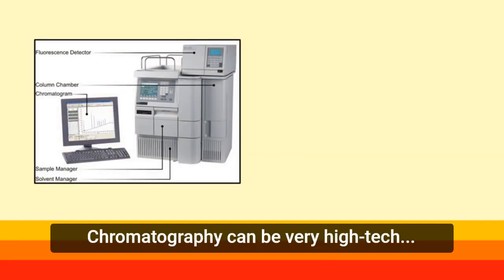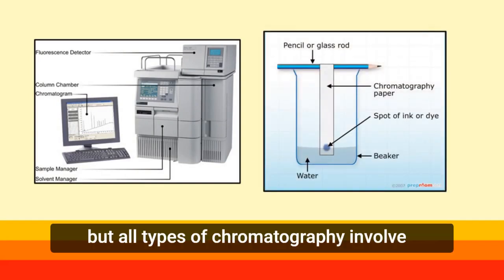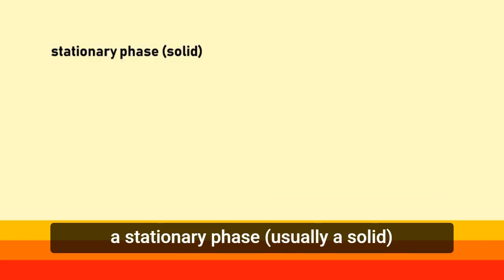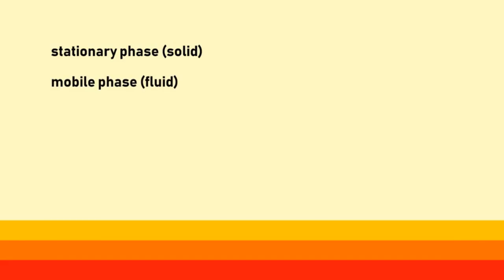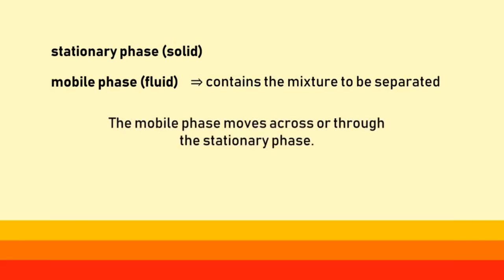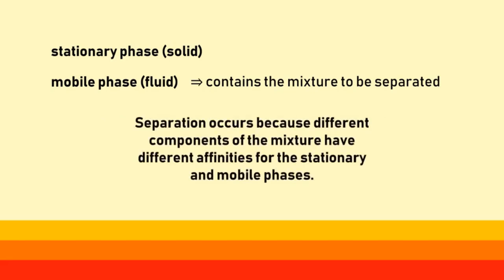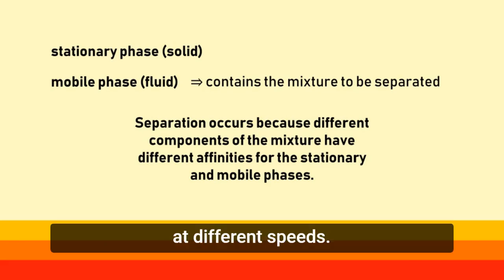Chromatography can be very high-tech or very low-tech, but all types of chromatography involve a stationary phase, usually a solid, and a mobile phase, a fluid, which acts as a solvent for the mixture to be separated. The mobile phase moves across or through the stationary phase, and separation occurs because different components of the mixture have different affinities for the stationary and mobile phases. Therefore, components of the mixture move over or through the stationary phase at different speeds.